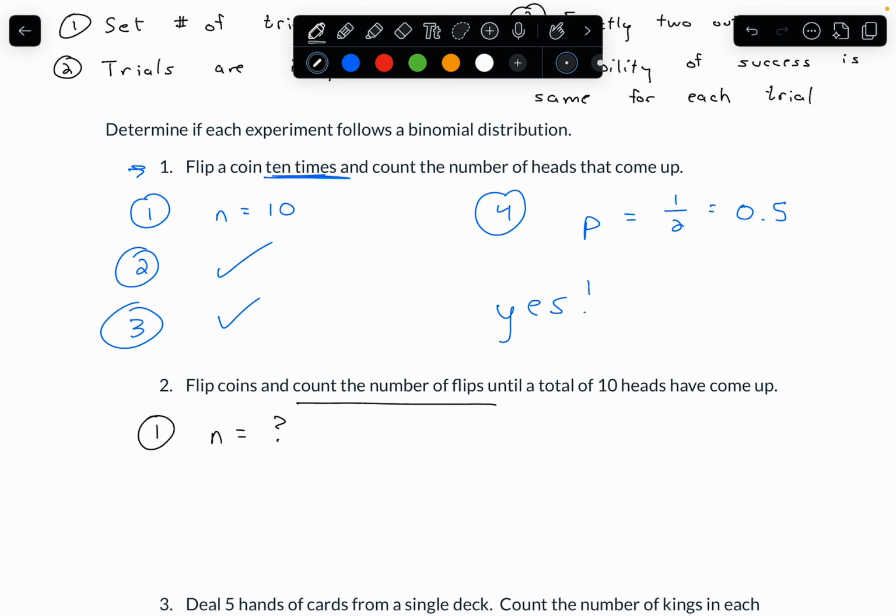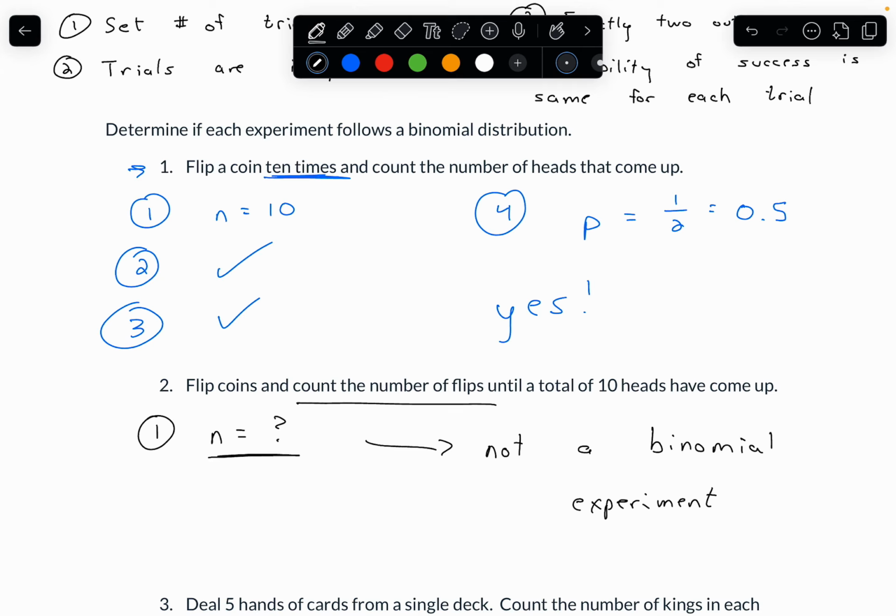It just depends on, maybe we get lucky and we get 10 in a row. Maybe it takes us 20. Maybe it takes us 30. I don't know. And if we don't have a clear value for n, this is not a binomial experiment. So it fails the first condition, which means I don't even need to check the other outcomes. I can just say, nope, this is not a binomial experiment.